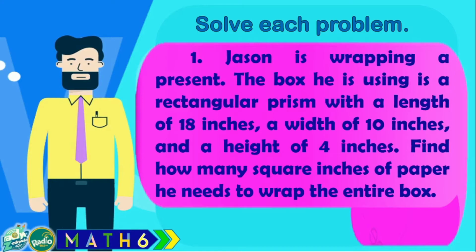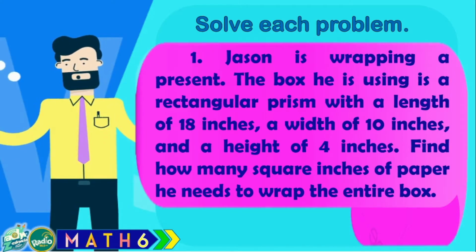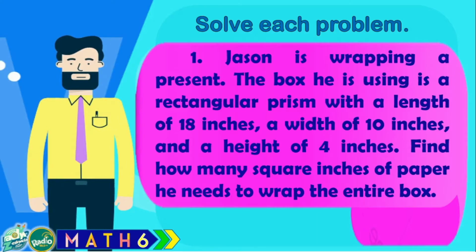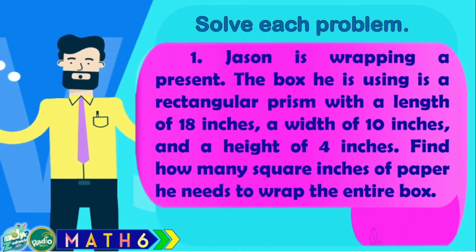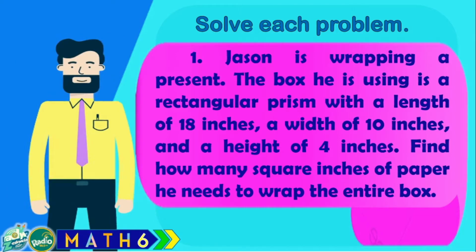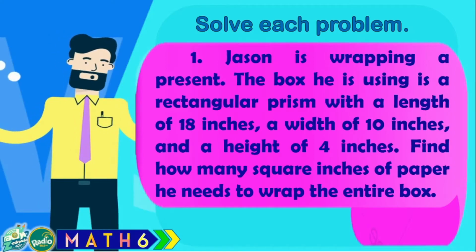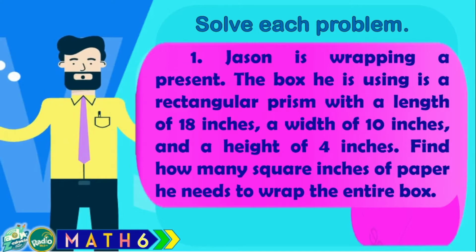Number 1. Jason is wrapping a present. The box he is using is a rectangular prism with a length of 18 inches, a width of 10 inches, and a height of 4 inches. Find how many square inches of paper he needs to wrap the entire box. Again, Jason is wrapping a present. The box is a rectangular prism with a length of 18 inches, a width of 10 inches, and a height of 4 inches. Find how many square inches of paper he needs to wrap the entire box.